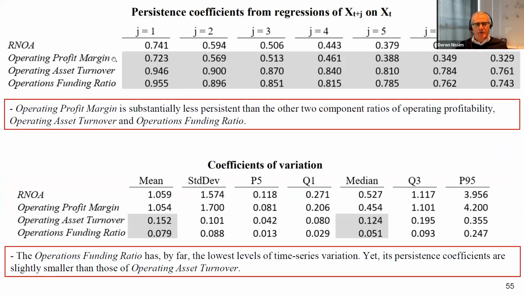These two drivers are more persistent than operating profit margin. We know that asset turnover is more persistent than operating profit margin. The two components, the turnover and the funding ratio, have very similar persistence. So if you just look at persistence, you will say to yourself, what am I getting from decomposing the total asset turnover? Actually, you gain a lot, because the stability of the operations funding ratio is twice as high. The variability is half the variability of the operating asset turnover. So the operations funding ratio is extremely stable.